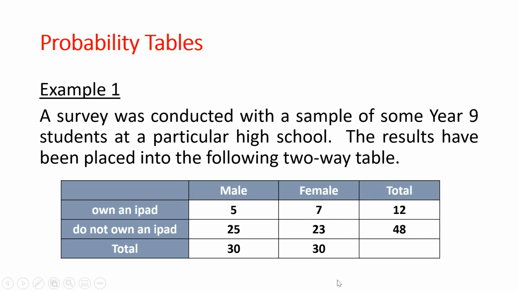Let's now go across the table and look at those that own an iPad, 5 males, 7 females, 12 students, and those that do not own an iPad to make 48 students. So now we could add up the 30 males and 30 females to make sure we've got 60 students altogether and double check that our 12 students that own an iPad and 48 that don't own also add up to 60 students.